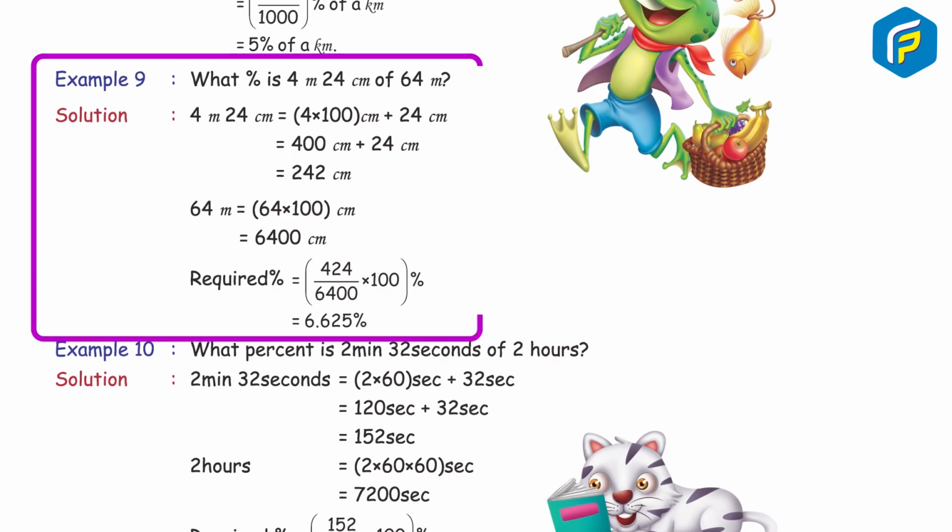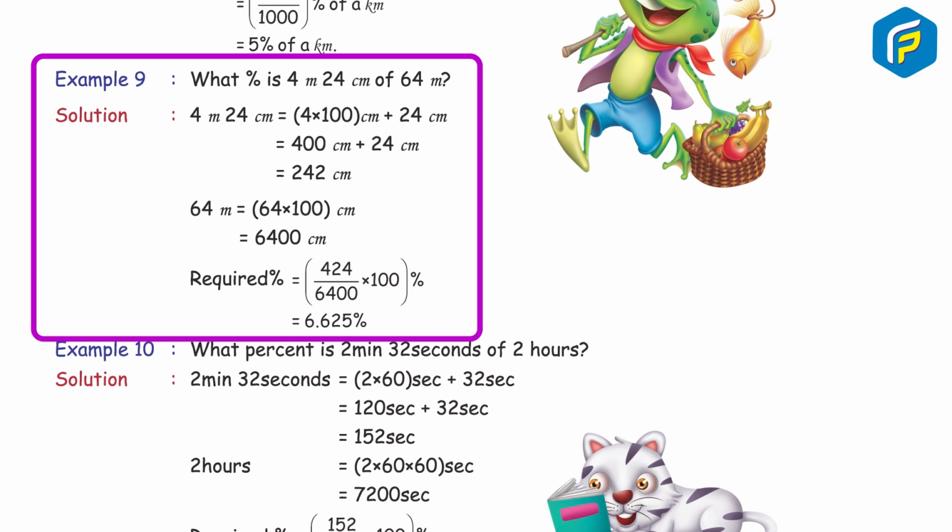Example 9. What percent is 4 meter 24 centimeter of 64 meter? Solution. 4 meter 24 centimeter is equal to 4 into 100 centimeter plus 24, which is 400 centimeter plus 24 centimeter, or 424 centimeter. 64 meter equals 64 into 100 centimeter.